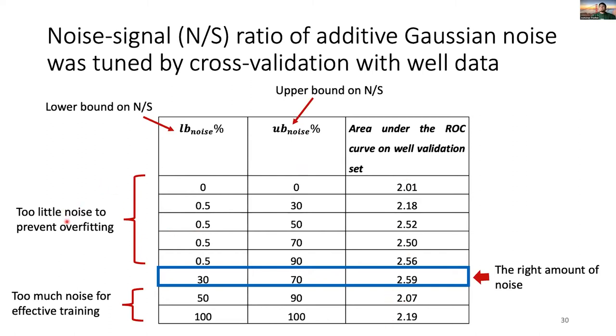Now, if there is too little noise, then the model will overfit and your prediction on the real well data will be bad. But if there is too much noise, for example, we put 100% noise, then obviously that will prevent effective training of your model. Now you have to hit a sweet spot, and we hit that for 30% lower bound on the noise and 70% upper bound on the noise. And that gave us the best ROC prediction on the well validation set.